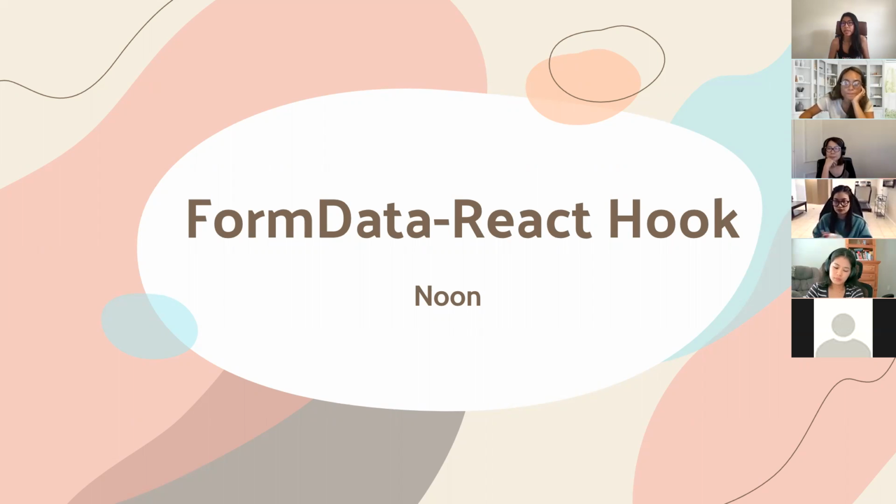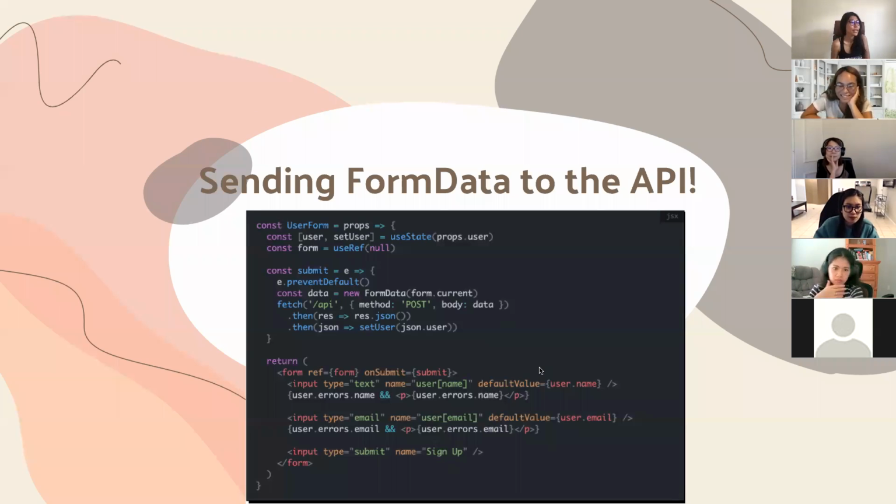So how the form data works is that you must have the attribute called name, so it can make the key from that name attribute, and the value is whatever value you put in. Today I will talk about how we use form data in React Hook. Okay, so this is just an example of how we send the form data to the API.